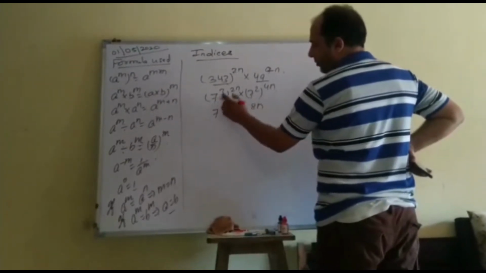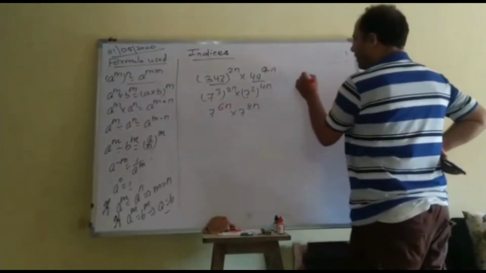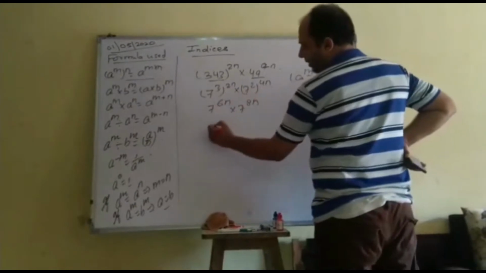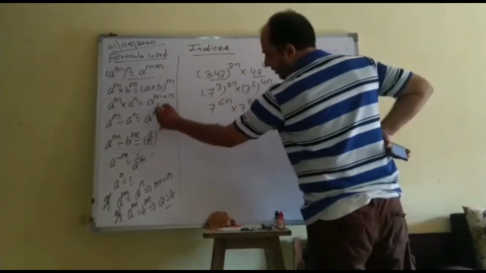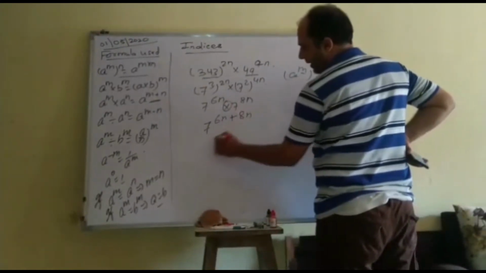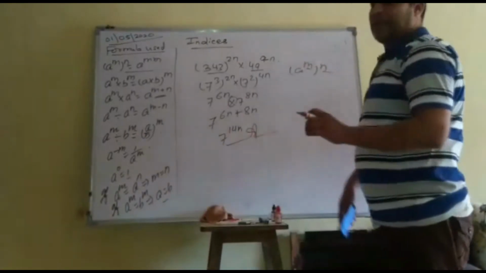Now how is it 6n, you know? Look at this formula, the first formula. Generally a raised to power m, raised to power n will be a raised to power m into n. So now here the base is the same, and in multiplication the powers will be added. So 7 raised to power 14n. This is the answer. So that is all.